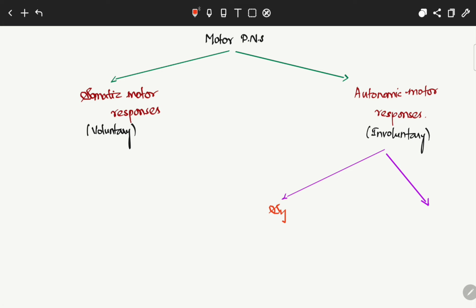One is the sympathetic responses and parasympathetic.